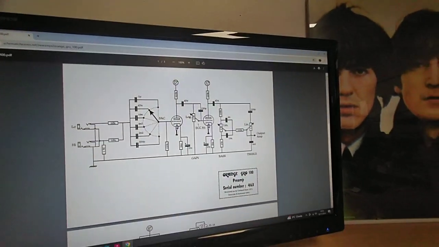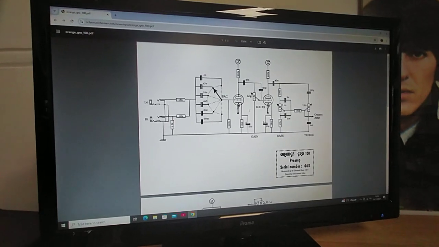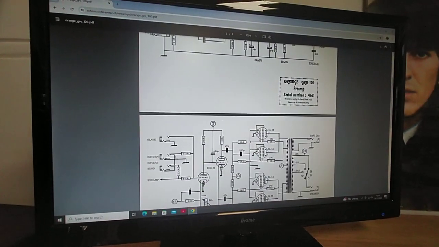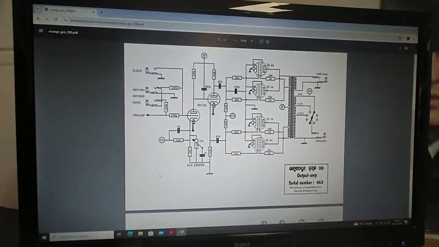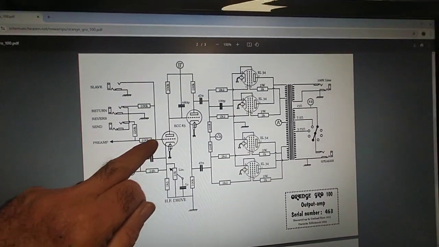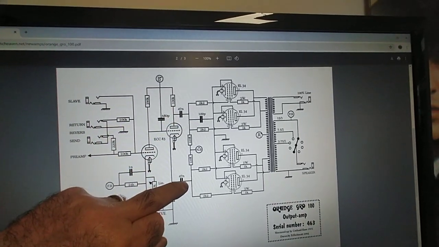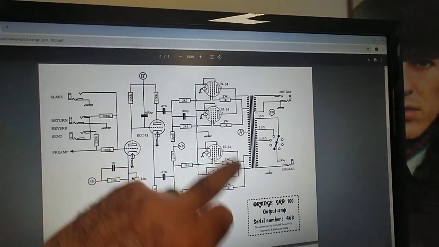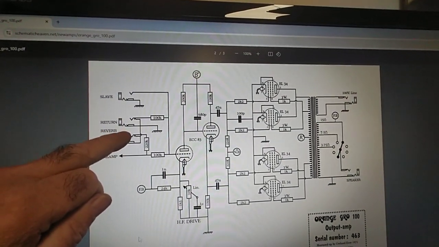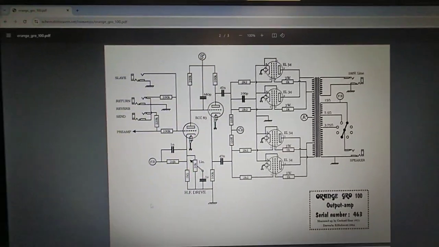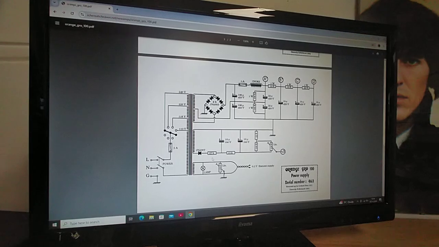So that's the preamp, and then there's another stage of amplification. Then there's the driver valve, which is a cathodyne phase splitter, and the four EL34s. Oh, it does have a very simple primitive effects loop. And then all that's left is the power supply.